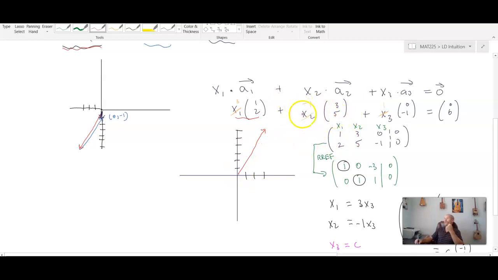And now we're going to take negative 1 times 3, 5. Negative 1 times 3, 5 is negative 3, negative 5. So down 3, or over 3, down 5. That'll put me right here.